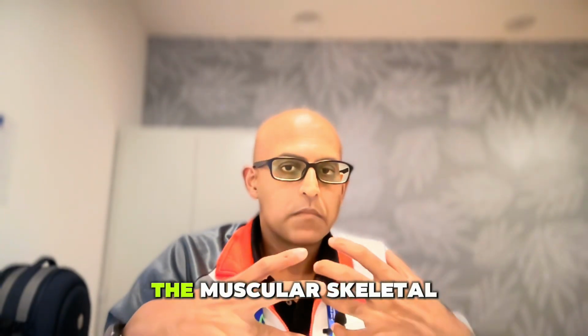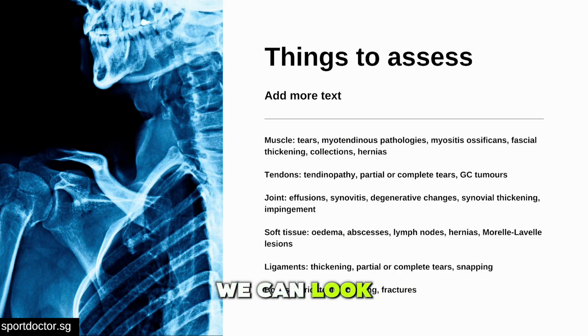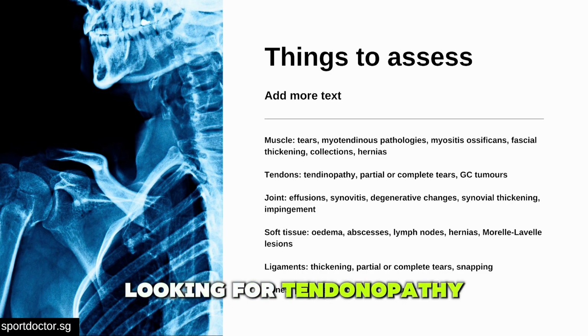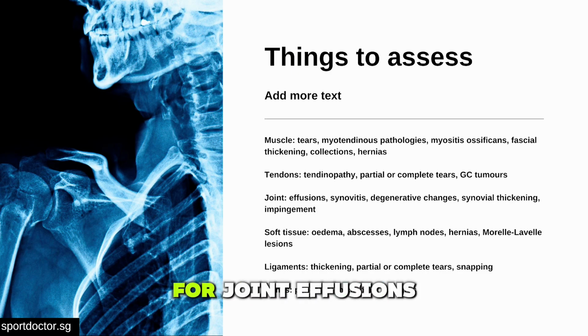We can look for muscle tears, myositis ossificans, fascial thickenings. With the tendons, we can be looking for tendinopathy or tears. We can look for joint effusions, soft tissue edema or abscesses. We can also look for ligament tears or thickening. And we can also have a look for periosteal thickening and fractures in bones.